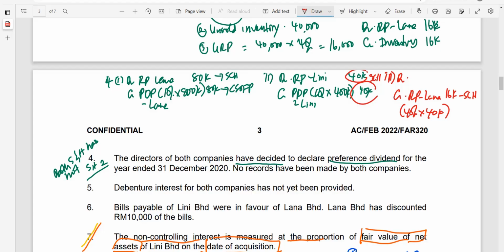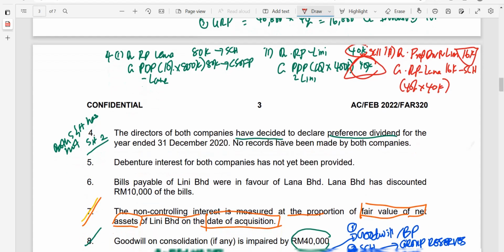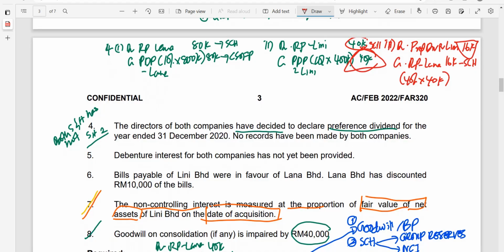So you will debit the preference dividend from Lini. How much? The same figure, 16. So this is the one that you declare, but this is the one that is being shared by the parent. Okay, that was for the first one. And then let's look at the second one.